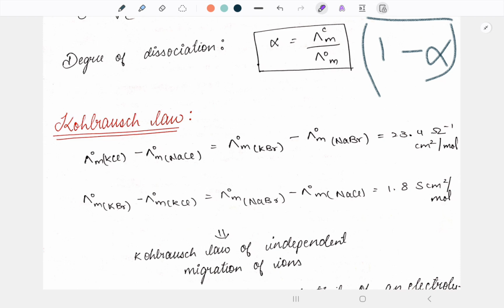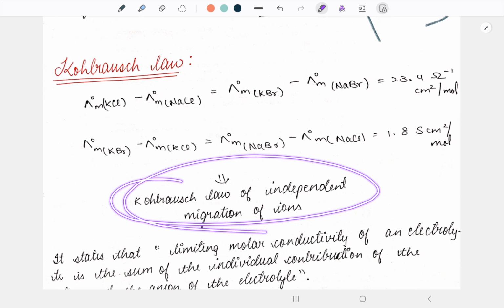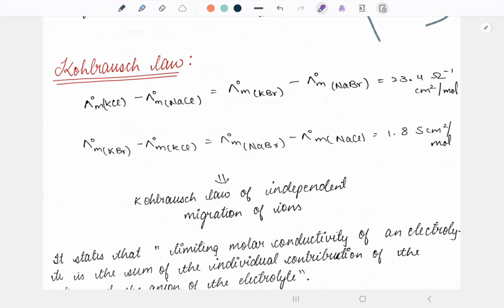He explained the limiting molar conductivity values for a number of strong electrolytes and found that for a pair of electrolytes with the same negative ion but differing only in the positive ions, the difference in the limiting molar conductivity is a constant. Similarly, with a common cation, the difference of the limiting molar conductivity values is also found to be constant. So the above observation led to the formulation of Kohlrausch's law of independent migration of ions.